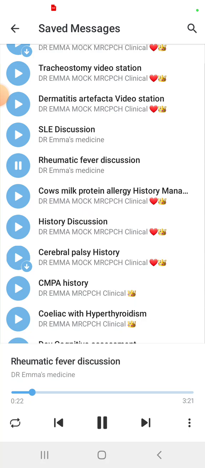It is an autoimmune disease. So what are the clinical features? Very important: that is the Jones criteria, and the mnemonic is Jones Cafe Pal.